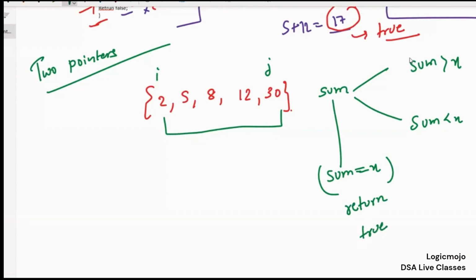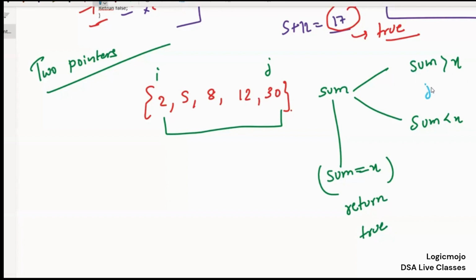In other cases, let's say the value of sum is greater than x. Correct. In that case, since we know that our array is sorted, what will we do? If the sum is greater than x, that means we have to change the element on i or j, the element which is of higher value. So in that case, we'll decrease the value of j.